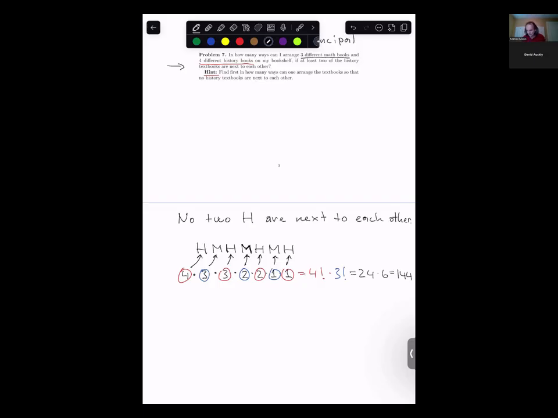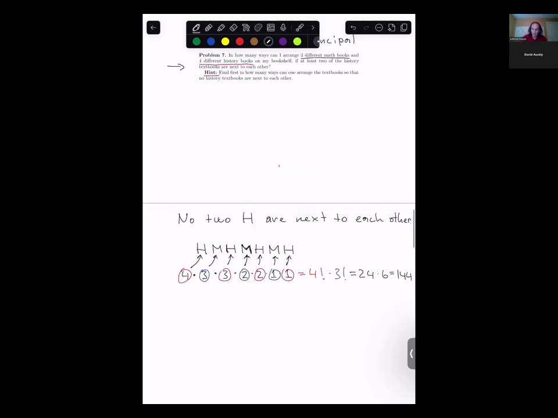Right? Yes, so 144. Okay, but that was not the question, right? That was the number of ways to arrange them so that all the history books are separated. So the idea here is now to count all possible ways to put all those books on the shelf, and then just subtract these, right? Because that's the subtraction principle. So we counted the complement, we counted the bad arrangements, and now we just count all arrangements and subtract.